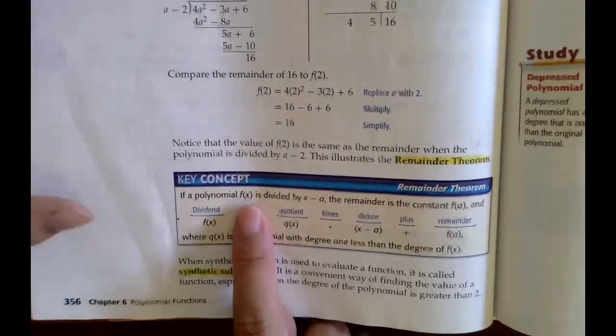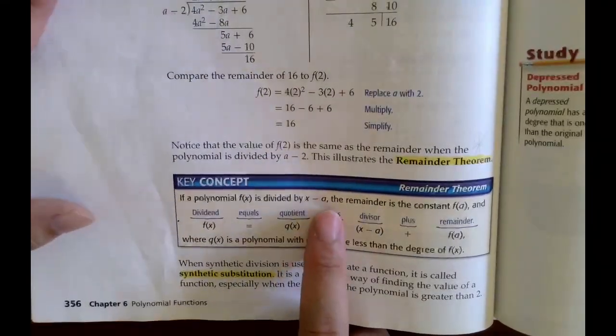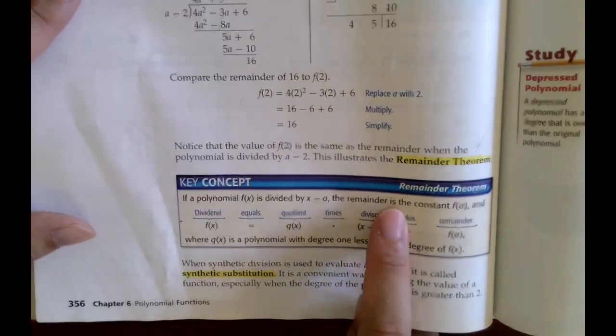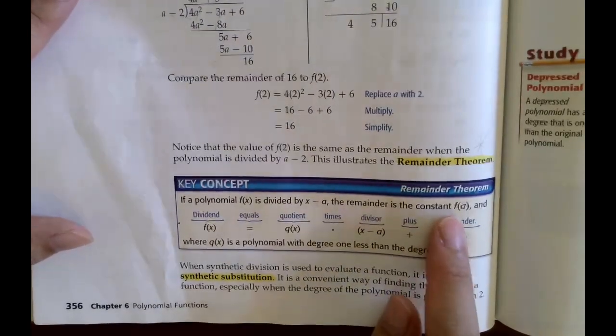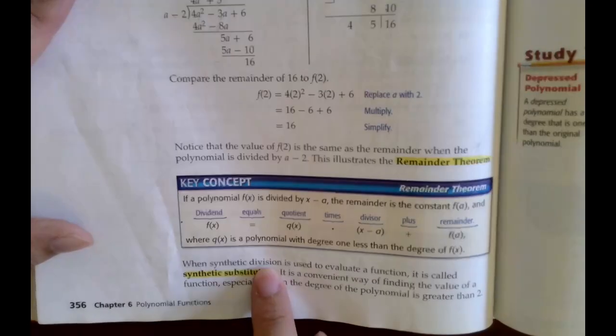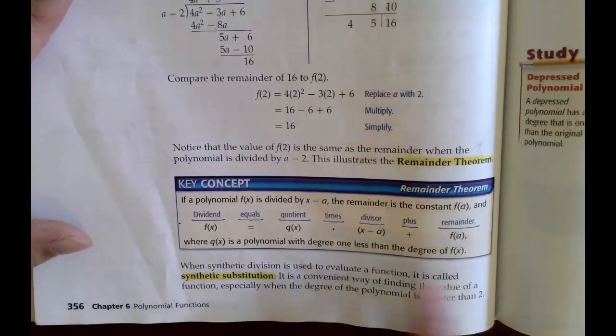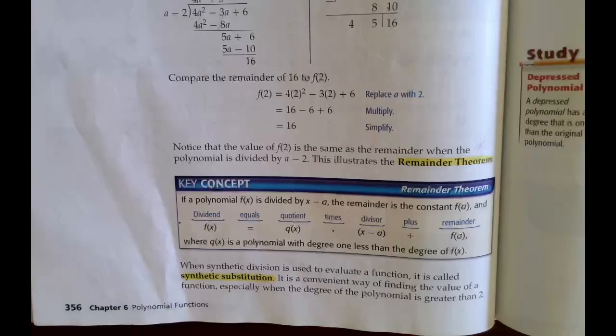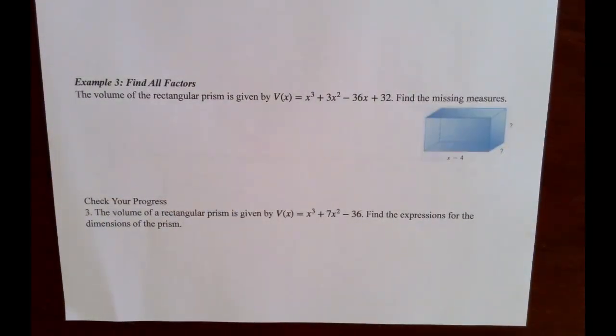If a polynomial, f of x, is divided by x minus a, the remainder is the constant f of a. Okay? And so when synthetic division is used to evaluate a function, we call that synthetic substitution. Okay? And that takes us to our first example.